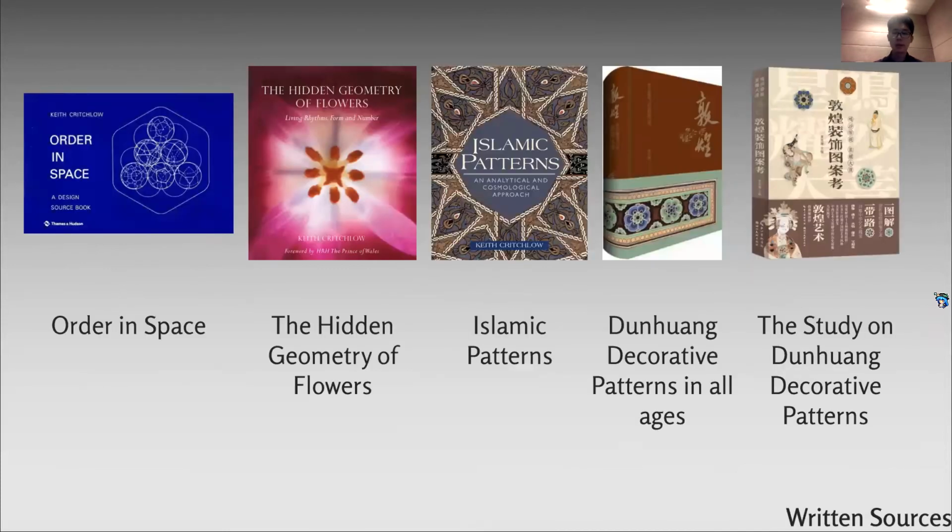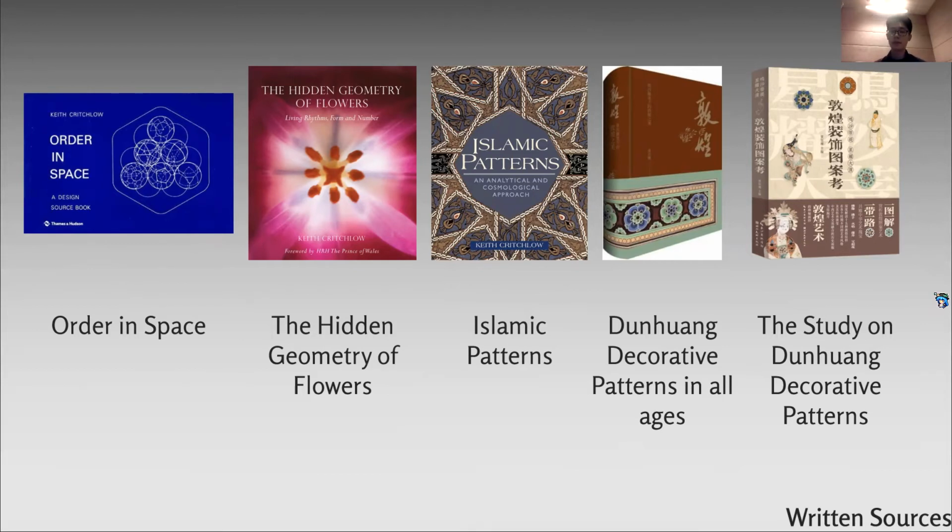And based on that, I went to search for academic resources. These are the five books I found: The Ordering of Space, The Hidden Geometry of Flowers, and Islamic Patterns. These three books are written by Keith Critchlow, and they mainly talk about the geometric shapes that we can find in space, in nature, and in Islam.